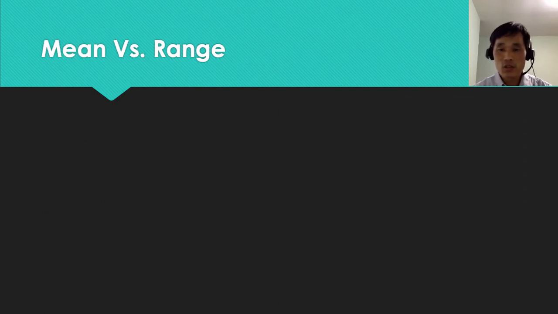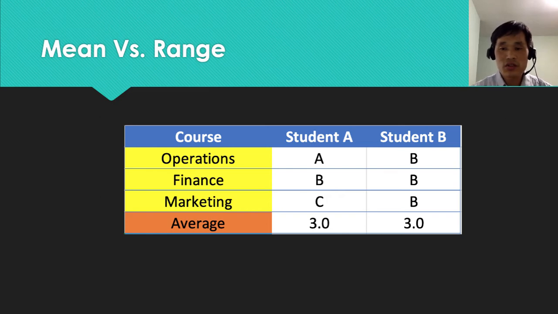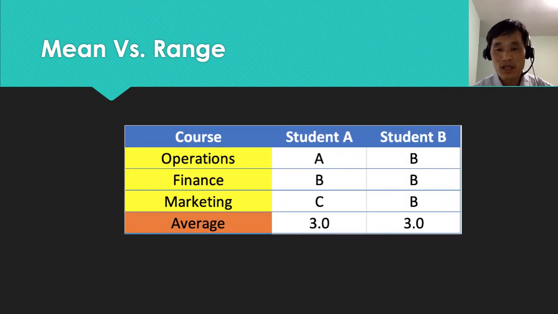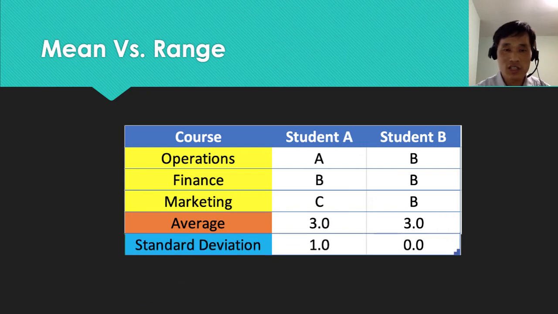Say, here we have 2 students. They took 3 classes. Student A received an A, B, and C from the 3 courses respectively. However, student B received all Bs. So both GPAs are the same, say 3.0. As an HR person, it might be difficult to decide which student is better and fit for the job. That's why we need to look at the variation between these 2 students in terms of their GPA.